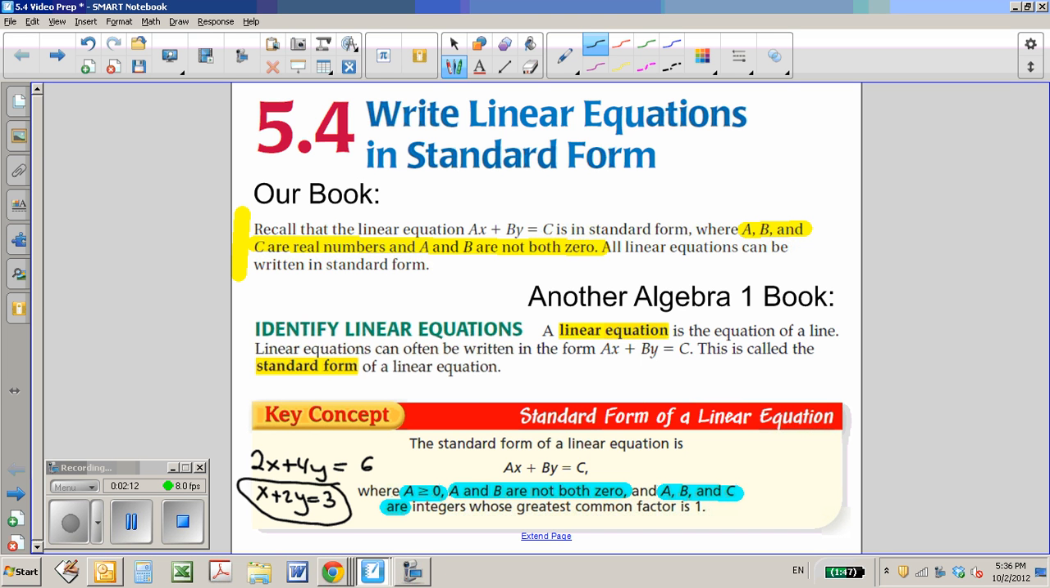So a is positive, check. A and b are not zero, so check. A, b, and c are integers, so that's good. And the greatest common factor of those integers is 1, which is what we have. So this is again the definition that we're going to use in our class.